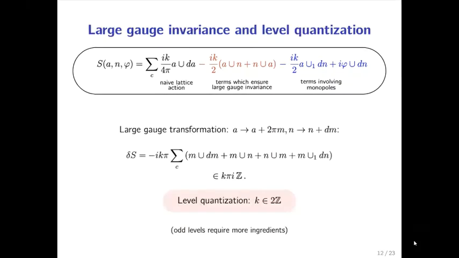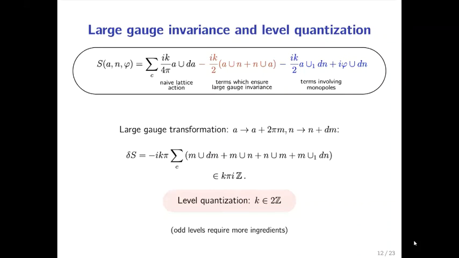Okay, so what about level quantization? So this is just the familiar thing. We do a large gauge transformation. We shift A by some 2 pi times an integer and n shifts accordingly. And this entire action shifts by something which depends only on integer valued fields. Okay, so m and n are integer valued, but with a coefficient of k pi times i. So if we choose k to be an even integer, then the exponentiated action is invariant, and that's just the level quantization.